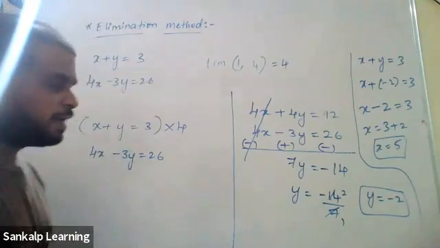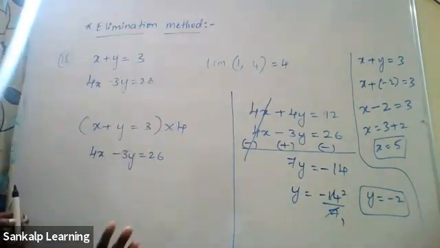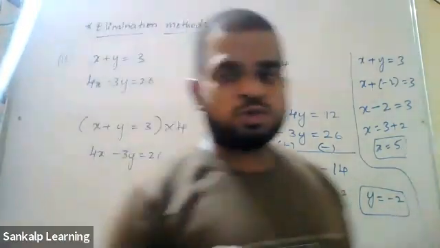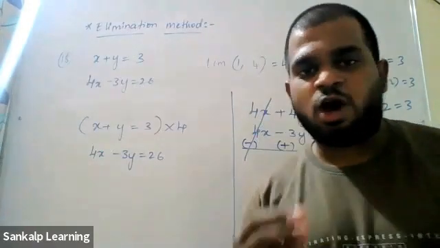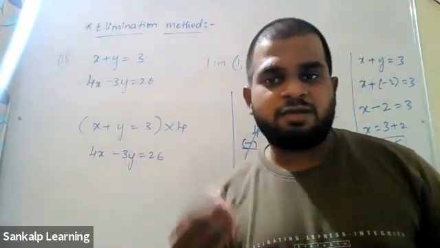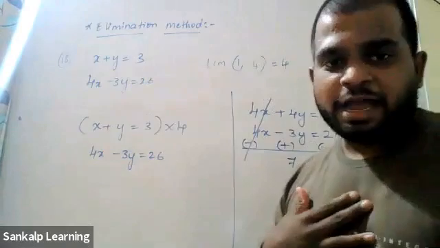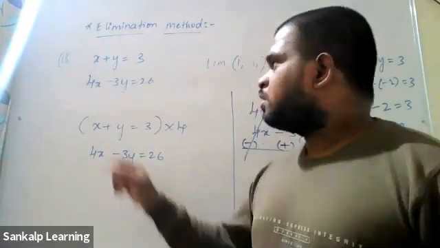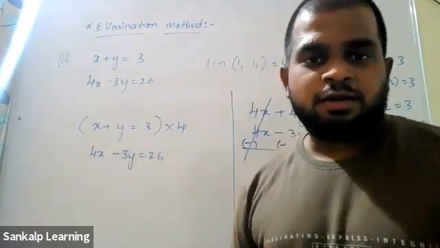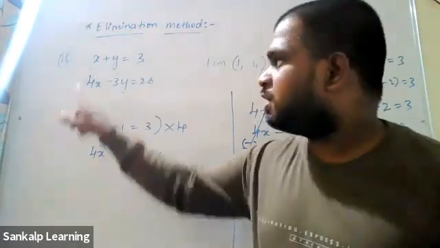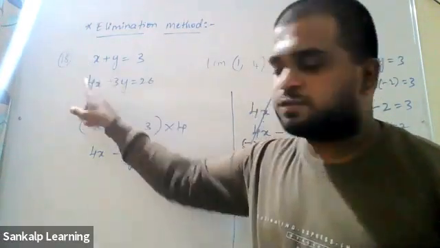I'll simply repeat it again. Okay, this is a question. What is the first step? Choose a variable which you want to eliminate. It's your wish. Eliminate x or eliminate y. Okay, I always choose x. Okay, how do you eliminate it? Make sure the coefficients are the same. Here the x coefficient is 1, here the x coefficient is 4.